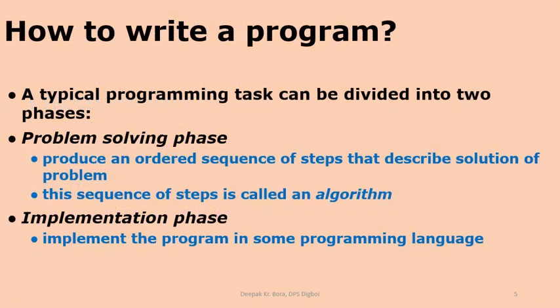How to write a program? A typical programming task can be divided into two phases. First is the problem solving phase. In this, a procedure or an ordered sequence of steps describes the solution of the problem. This sequence of steps is called an algorithm. Second is the implementation phase. It implements the program in some programming language. Here I'm going to teach you how we are going to implement the algorithm into the QBASIC programming language.